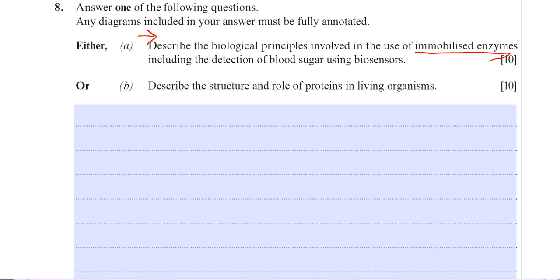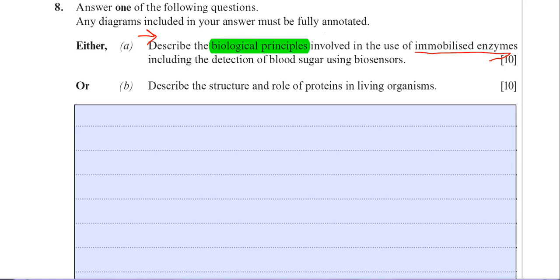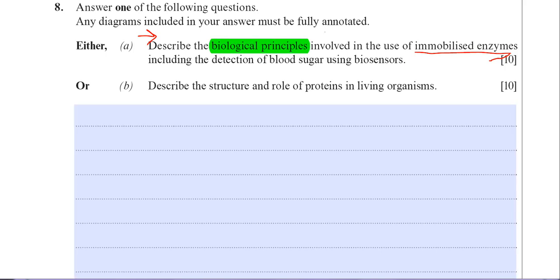The other one, of course, is you can use several enzymes together to give different products if you were doing an industrial process. So there's lots of advantages that you can state in this essay that you'd have by using immobilized enzymes. That would cover quite a range of the biological principles there in immobilized enzymes.